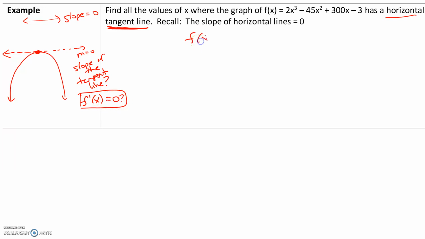Okay, so our function is this. We have 2x to the third power minus 45x squared plus 300x minus 3.